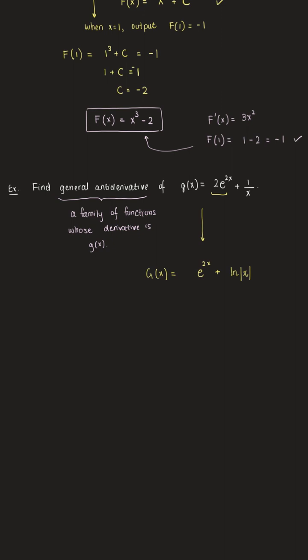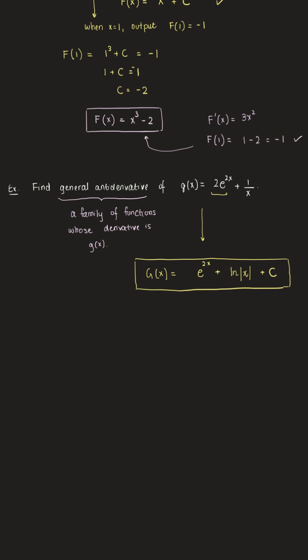And since we're looking for a family of functions whose derivative is given, we're going to need to add that arbitrary constant since we know the derivative of a constant is 0. So we have found our family of functions whose derivative is 2e to the 2x plus 1 over x.